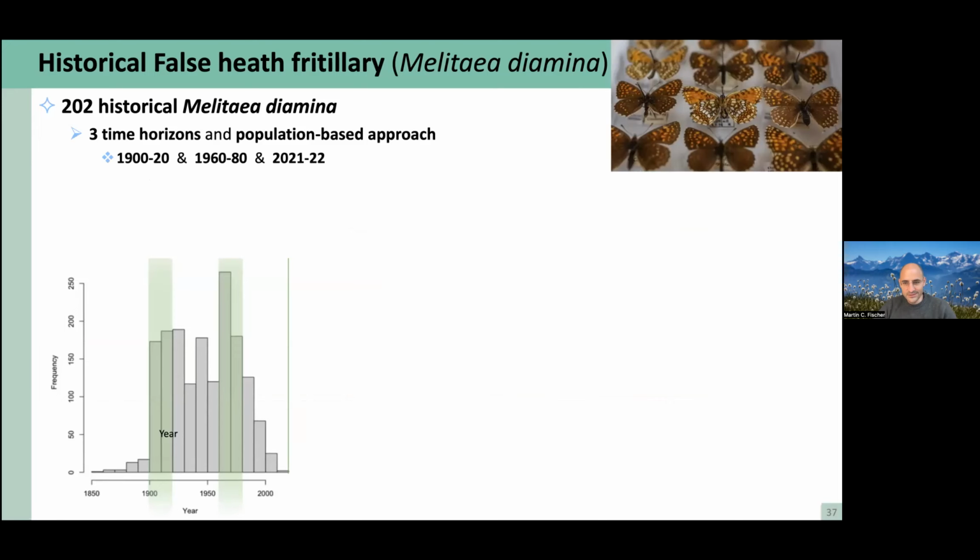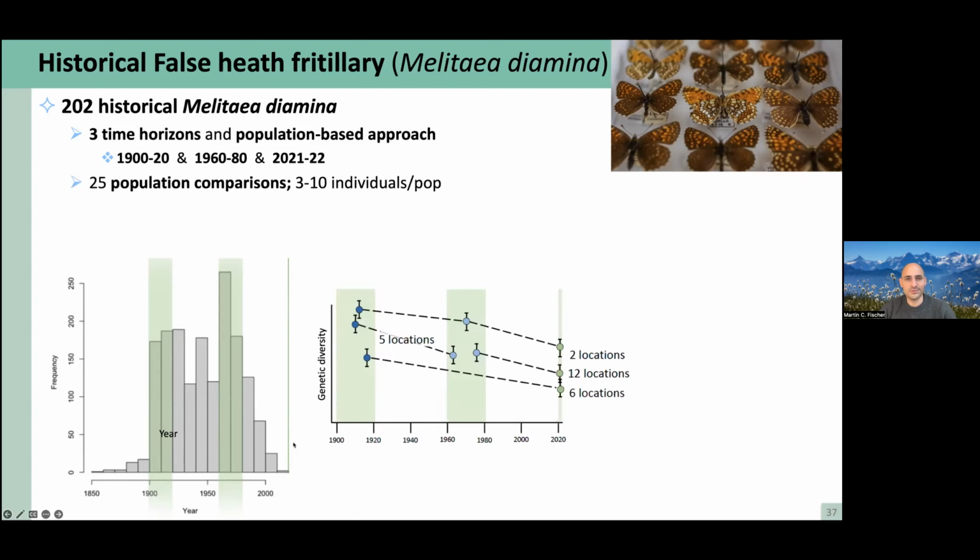With this, I would like to give you also a short overview for the butterfly. There we went for not individual-based sampling, but a population-based approach. We used 3 different time horizons: one from 1900 to 1920, one from 1960 to 1980, and of course the contemporary samples. And we tried to have between 3 to 10 individuals in each of these time horizons.